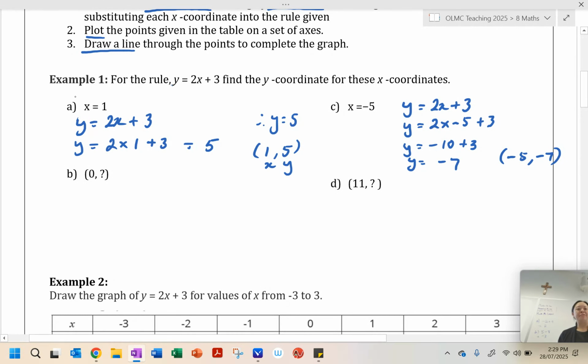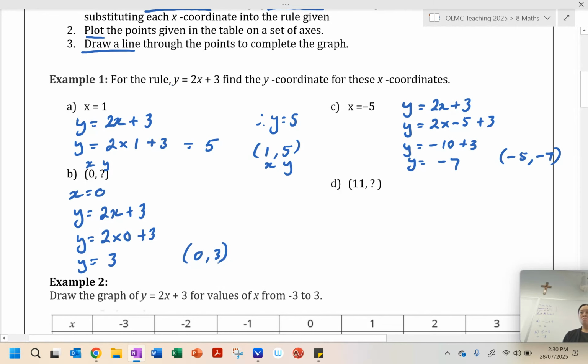Now, next one. This one's presented a bit differently. 0, comma, what? So still the same idea. That's your x coordinate. That's your y coordinate. Okay? So what we're actually looking at is x equals 0. What's y going to be? So substitute x equals 0 into your equation. Y equals 2x plus 3. So write the equation. Put the 0 in. Y equals 2 times 0 plus 3. 2 times 0 is 0. So y is just going to be equal to 3. So what's my coordinate, guys? 0, 3. 0, 3. Great.